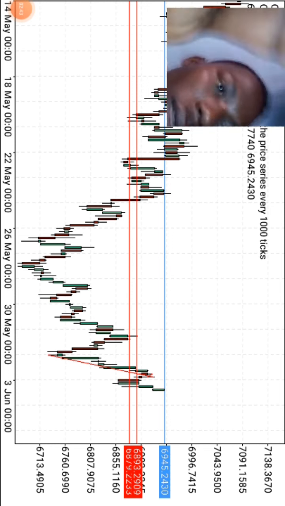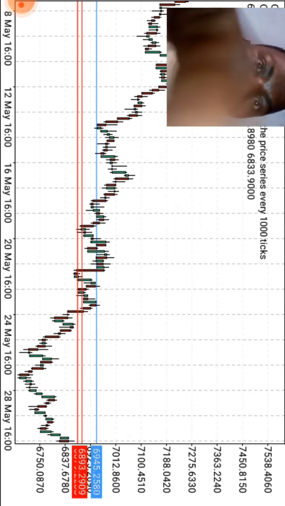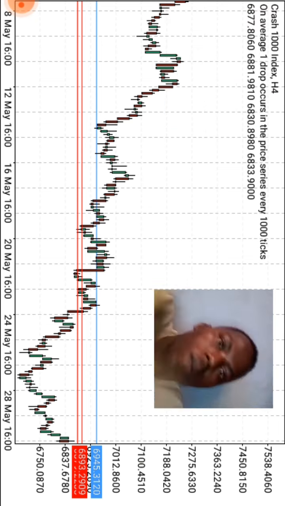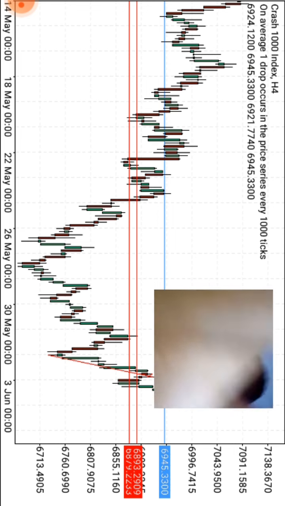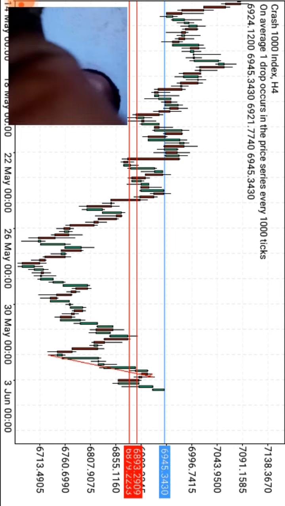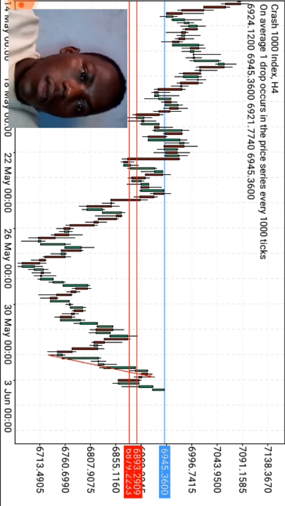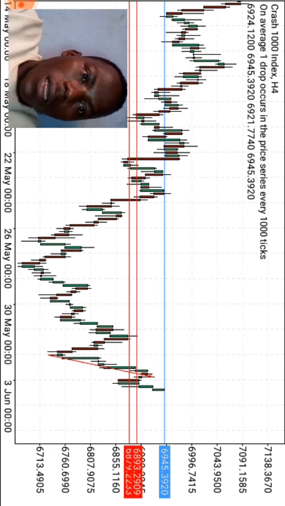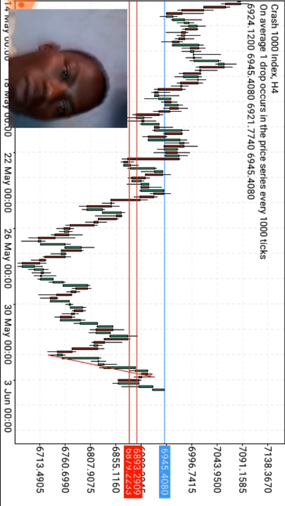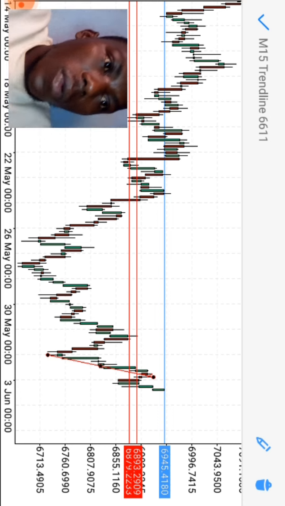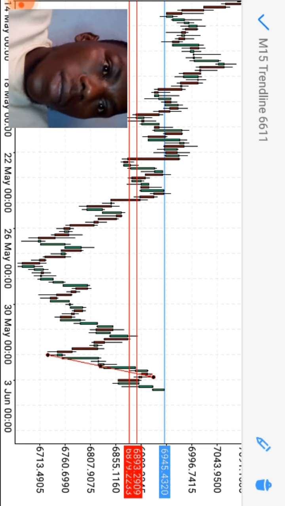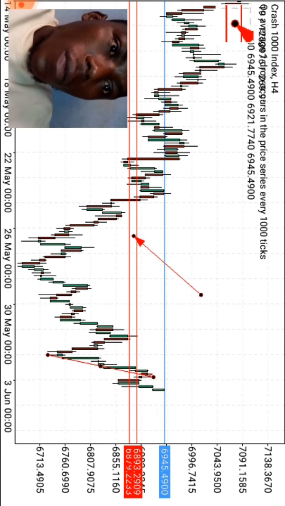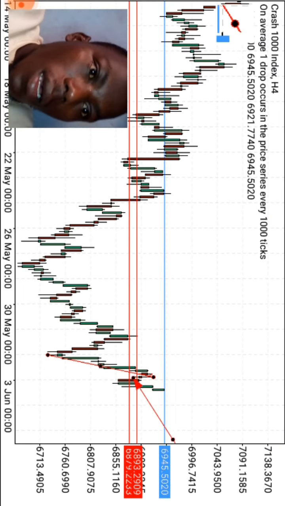Actually traders, this is the trade I took. I caught this move. Let me show you. I caught this move and I entered the trade. Let me just use this as an example, because I entered this trade from somewhere around here.